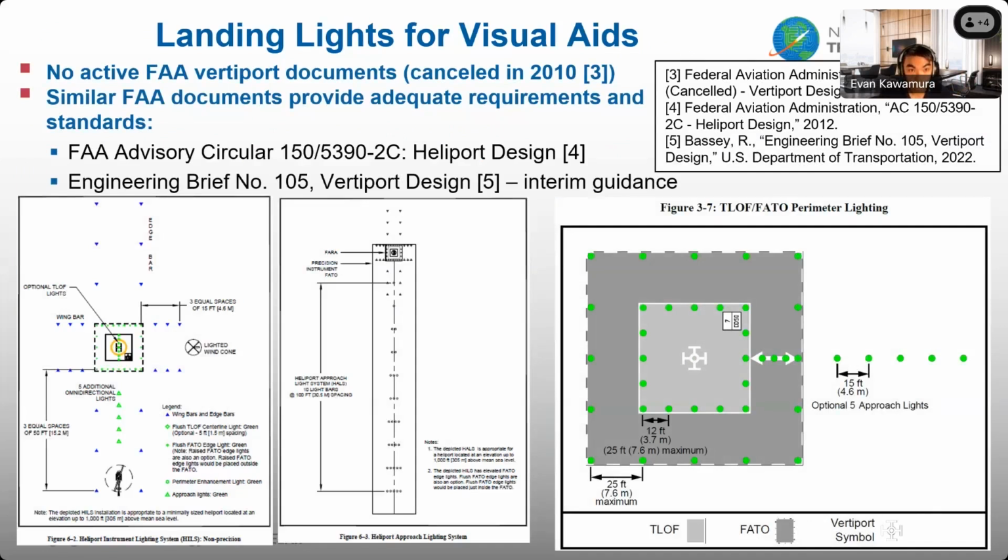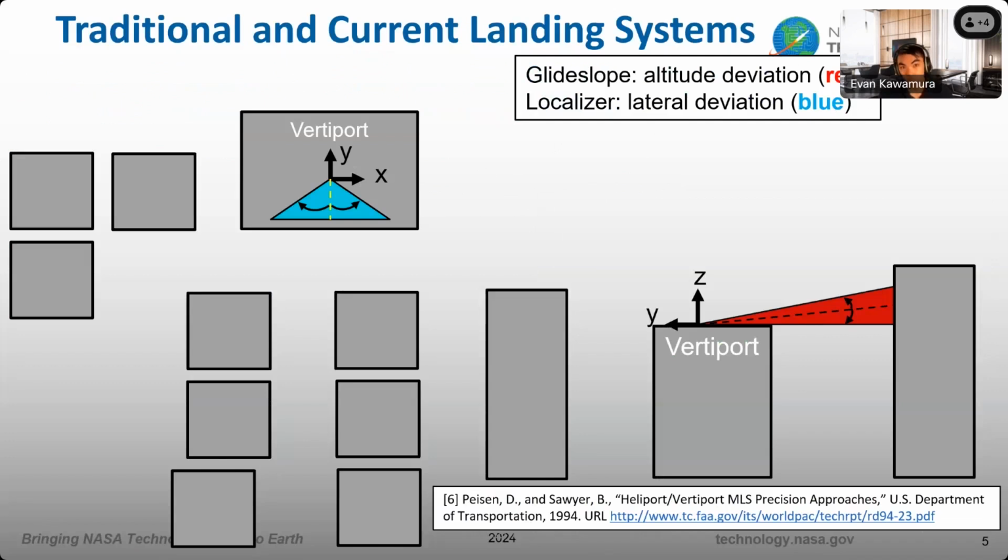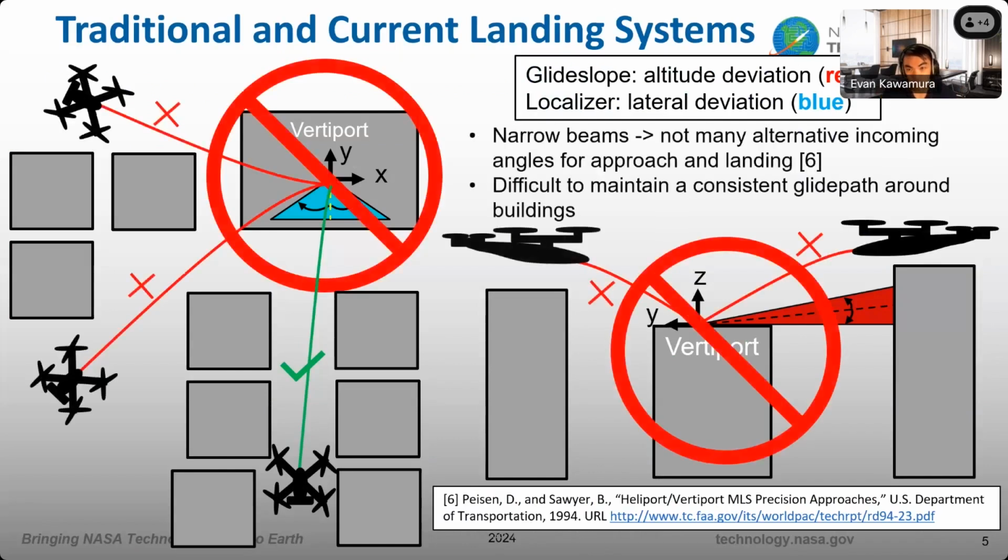top of vertiports. So in a traditional and current landing system, let's say you're a flying car and it's going to land at a vertiport, and your localizer is that blue triangle there. If you have a traditional glide slope localizer, this might work in simple, straightforward cases without buildings or any obstacles in your way. But if you have these narrow beams, you're not going to have a lot of alternative incoming angles for approach and landing. It's going to be very difficult to maintain a consistent glide path around the buildings.